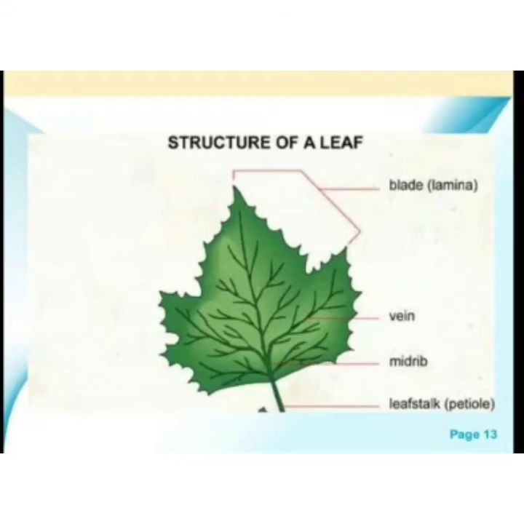Okay, then we can see that this midrib has a leaf stalk also. The leaf is attached to the stem by a thin, stem-like part that is called the petiole. Or we can say the leaf is attached to the stem by a narrow short stalk, which is called the petiole. So, leaf stalk or petiole, we can say.